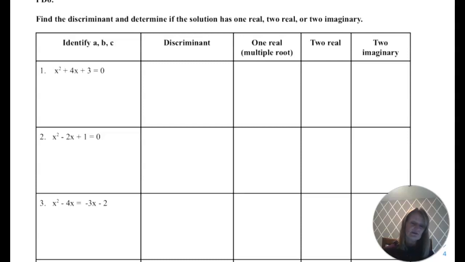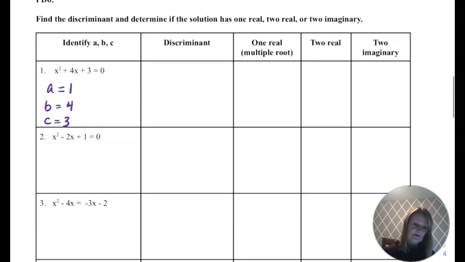The next thing to do is always identify your a, b, and c. Now remember, your a is the coefficient of your x squared, in this case 1. Your b is the coefficient of your x, which is 4, and your c is your constant, if you would like to call it that. Sometimes you could hear it called x of 0, but constant is probably the easiest thing to call it.